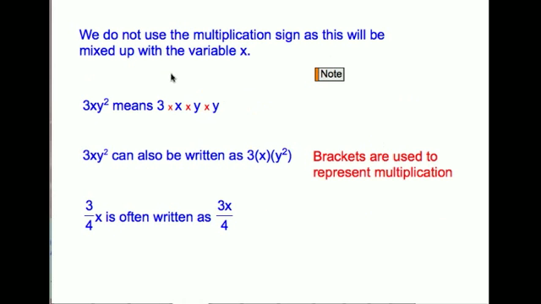We do not use the multiplication sign as this will be mixed up with the variable x. We write multiplication as 3 times x times y squared without any symbol in between. And this means 3 times x times y times y. Notice that the power only belongs to y. The square belongs to y, and it means y times y.